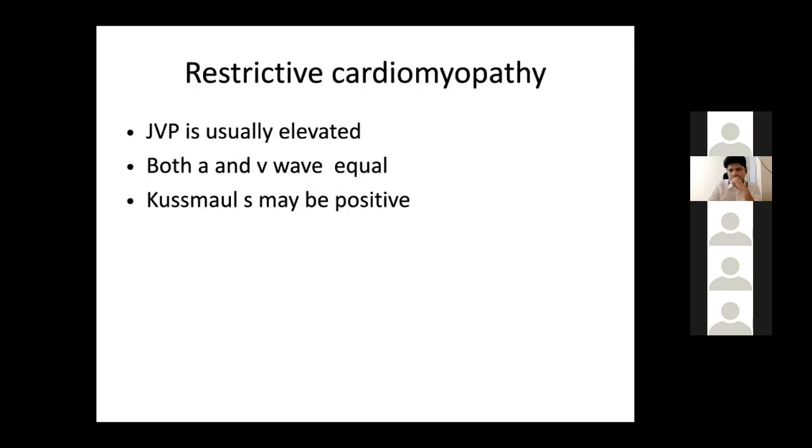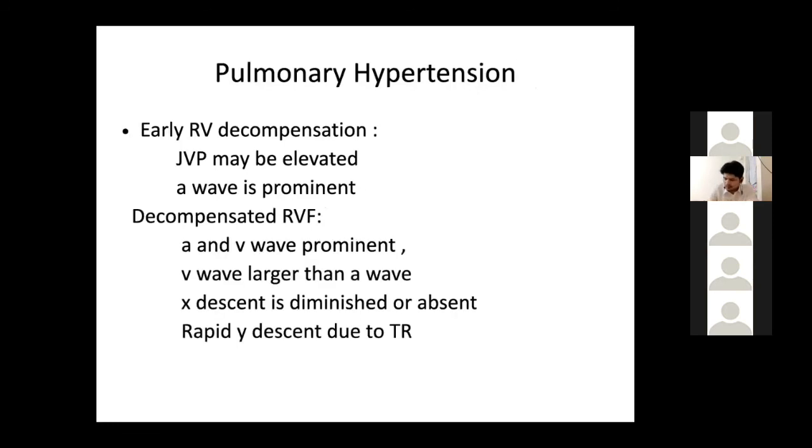Now, restrictive cardiomyopathy is also one of the conditions where JVP is raised. You get something known as A equal to V, and Kussmaul sign is usually also positive. You get a prominent Y descent in restrictive cardiomyopathy like in constrictive pericarditis. The mechanism is almost similar. They are pericardial diseases. The X descent is also prominent, but Y is more prominent than X in restrictive cardiomyopathy. Now, what happens in pulmonary hypertension is typically A wave.